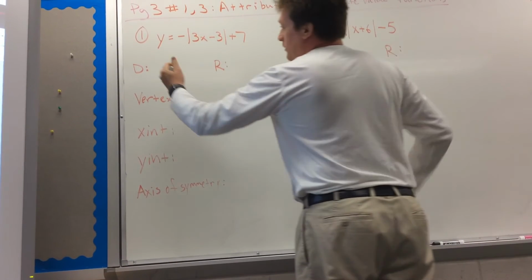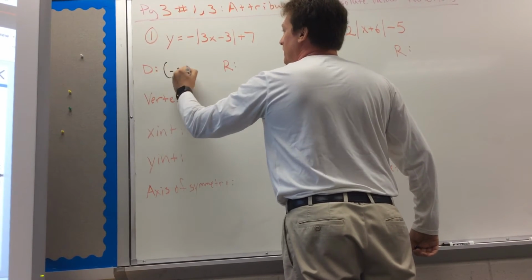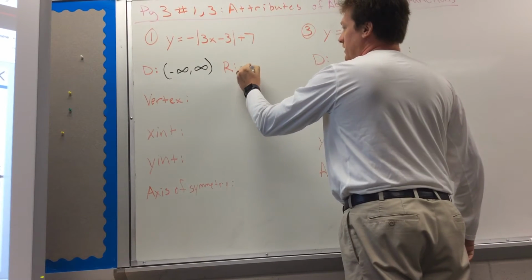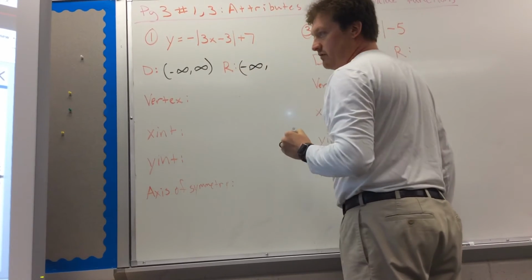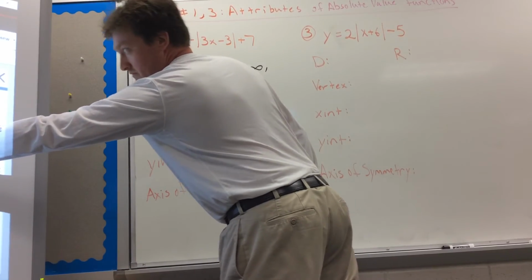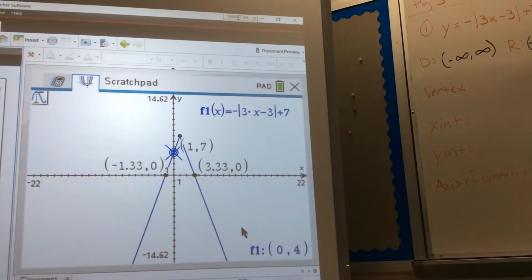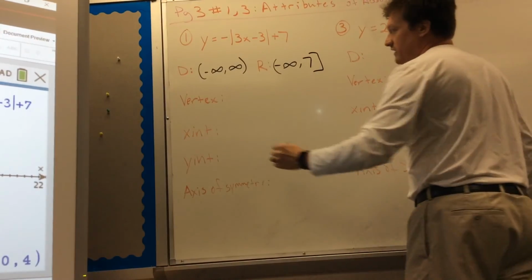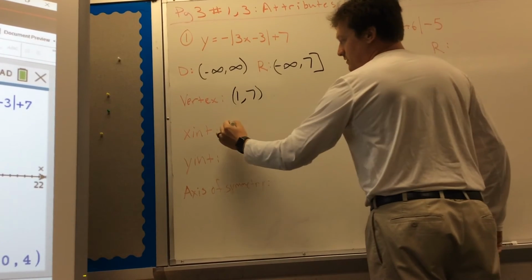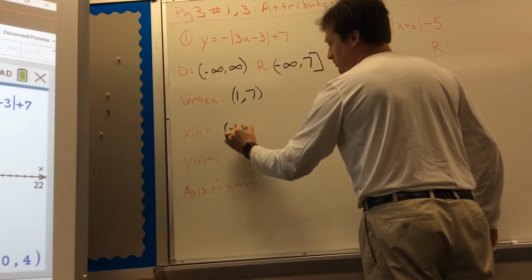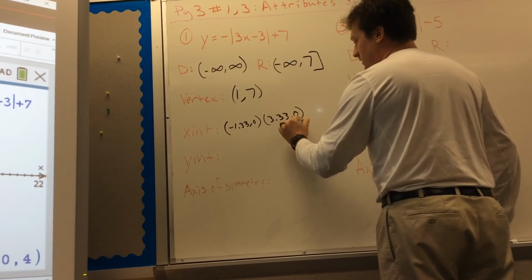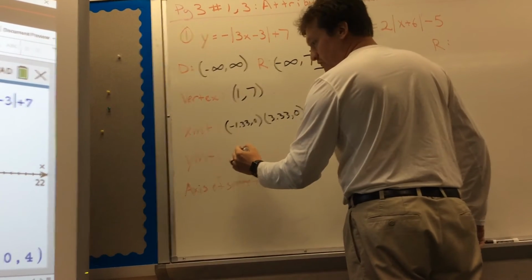So we know the domain in interval notation is going to go from negative infinity to positive infinity, or all real numbers. The range, since it opens down, is going to start at negative infinity with a soft bracket or a parenthesis, and it's going to go all the way up to positive 7, found right here. So the 7 is going to get a bracket. The vertex, 1, 7, because it's a coordinate point, you need to write it. The x-intercepts, starting with the lower number, I've got negative 1.33, comma 0, and 3.33, comma 0. The y-intercept is 0, 4.